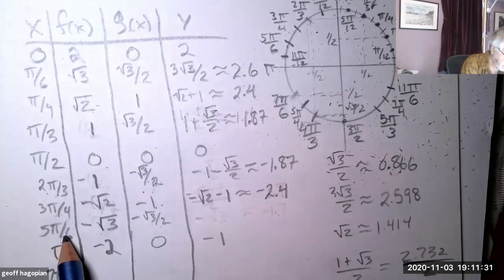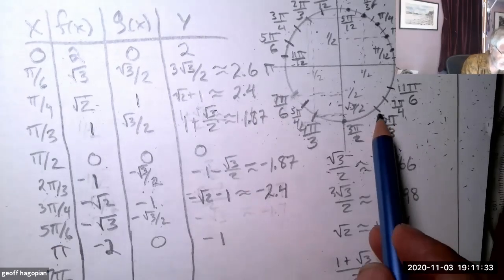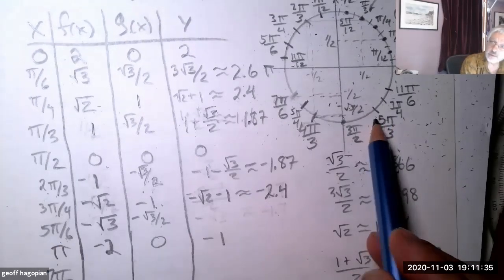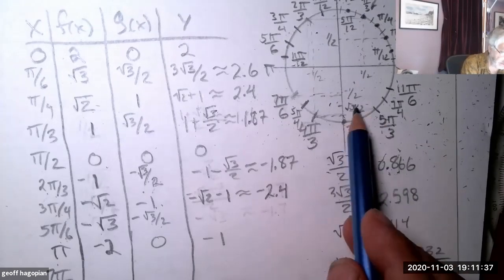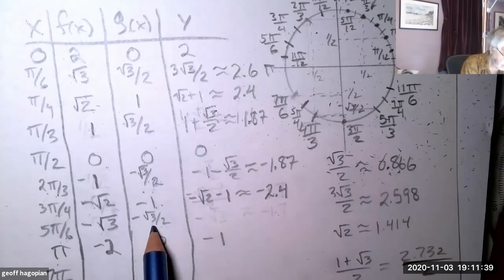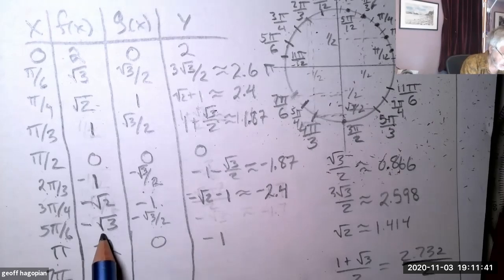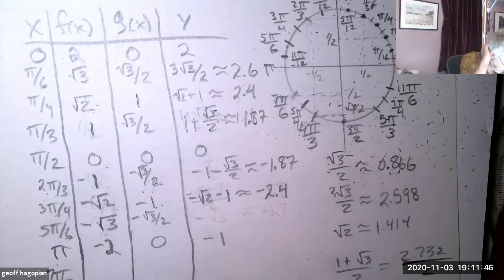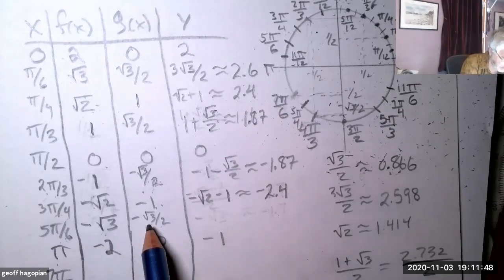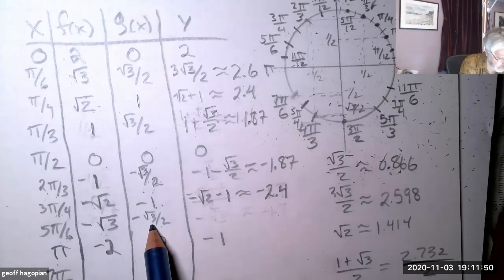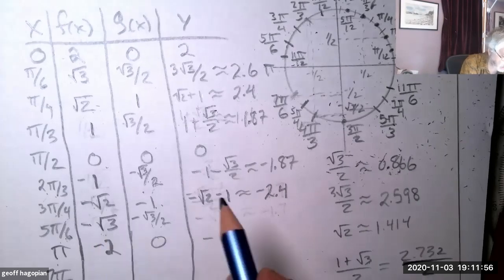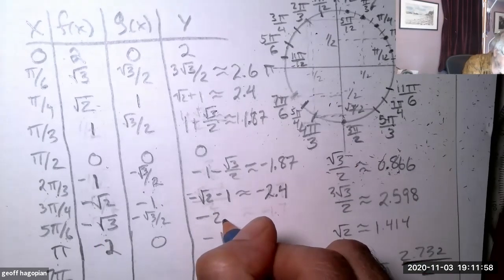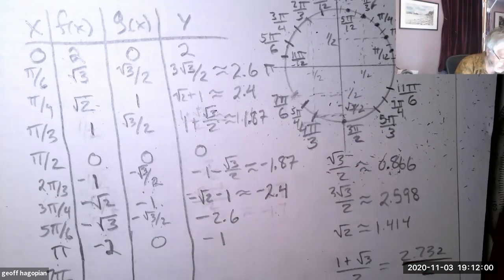And doubling 5 pi over 6, we get 5 pi over 3, where we see the y value is sine, right? And that's going to be negative square root of 3 over 2. So this is approximately negative 1.7, and approximately negative 0.9, 0.866. I'm going to say 0.9 and 1.7 is 2.6. That's going to be negative 2.6 approximately.